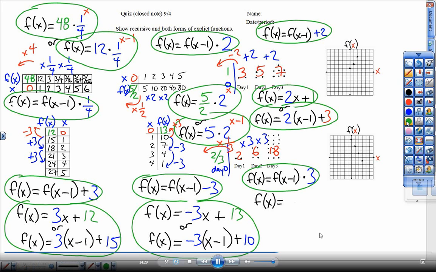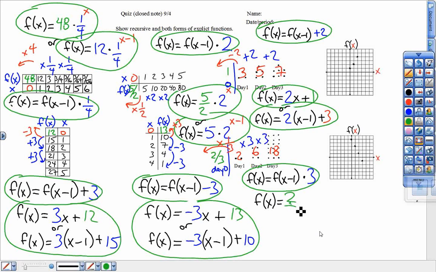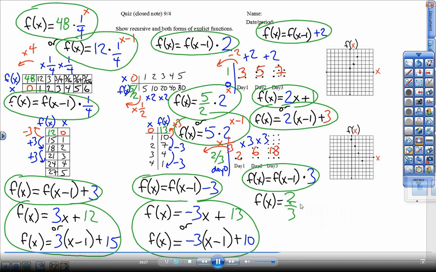2/3 times the common ratio 3, raised to the x power. So I'm going to fix that up a little bit. So 2/3 times 3 raised to the x power.